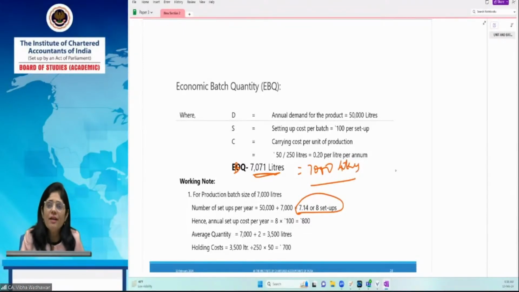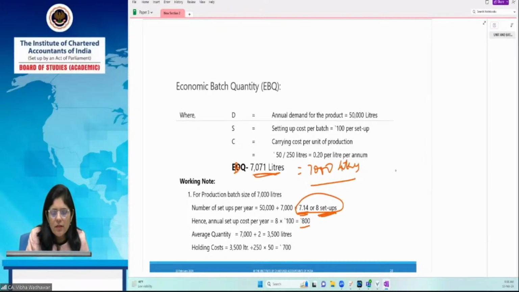Clear? So when we know near about 7,000 batches should be the optimum batch size, then of course we have to round off. We cannot run 7.14 setups. We have to run 8 setups only. So when we actually do, of course, we go for +1 setup. Clear? So the annual cost per year, setup cost will be 100. So here we have taken as per 8 setups. There we have taken as per 7.14. You got it? So when we actually do, we just go for a higher. Of course, we have to convert into next higher setup.